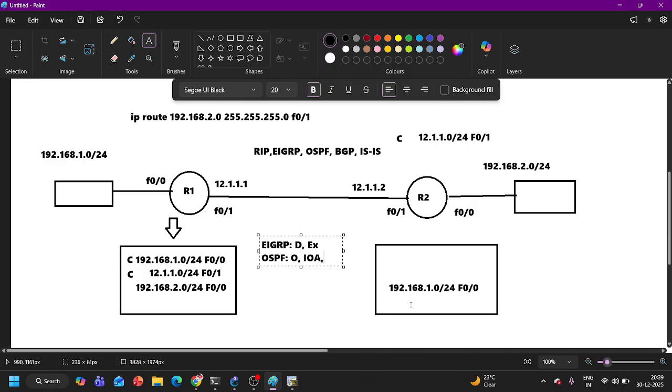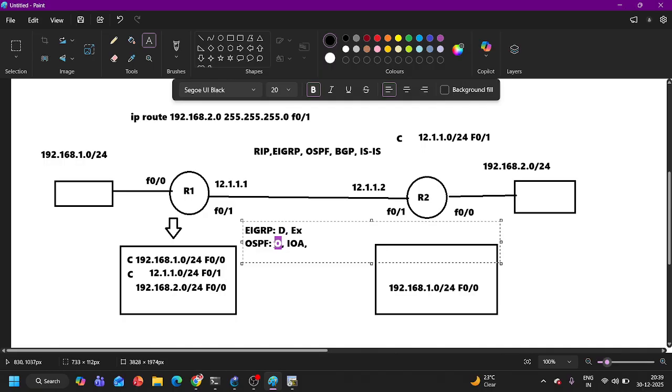In OSPF, it can be denoted with O, O IA, right? If you are a working professional, you must have seen these types of routes in the router, because OSPF is the most commonly used protocol. And in the routing table, you will see some routes with C, some routes with O IA, some routes with O, and with this only you can identify the routing protocol. You don't need to run the show ip protocol summary command or show ip protocol command. If you have learned CCNA and CCNP properly, then by looking at this only you can understand which protocol this route is coming from, and in that protocol also which type of route it is, right?